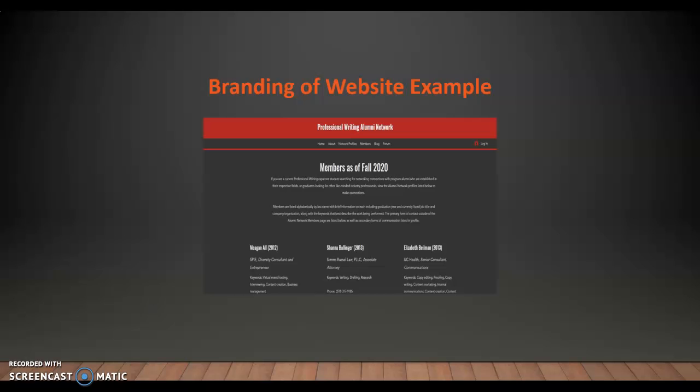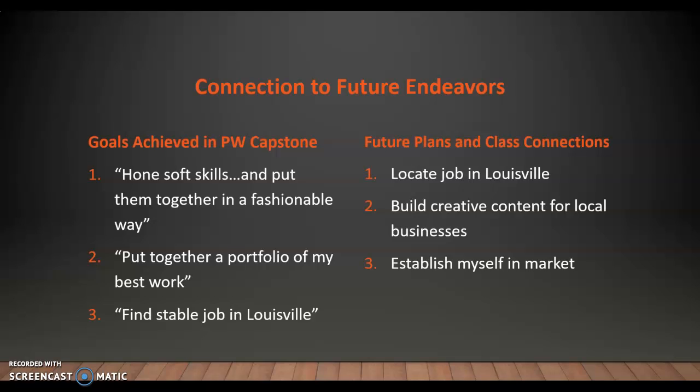So the page that you're seeing is the actual member starter feed with the people that have already responded to the initial outreach. So both connecting with the branding, with the color scheme, and with the people has been very important. How does this all connect to where I'm going? There's a couple of goals that I've achieved in the capstone, both through this project and through the semester itself. I've been able to hone soft skills and put them together in a fashionable way that employers are going to look for. And that really has been my main goal.